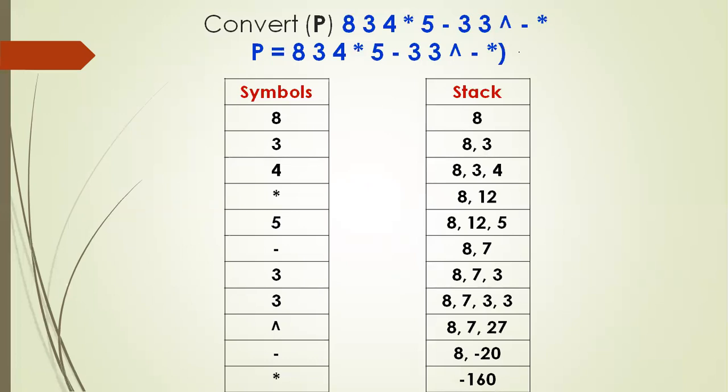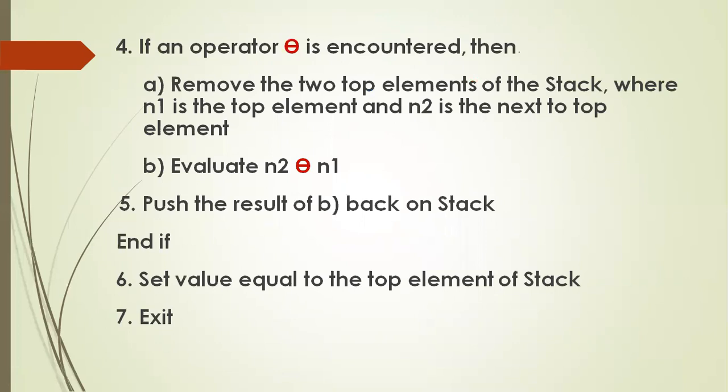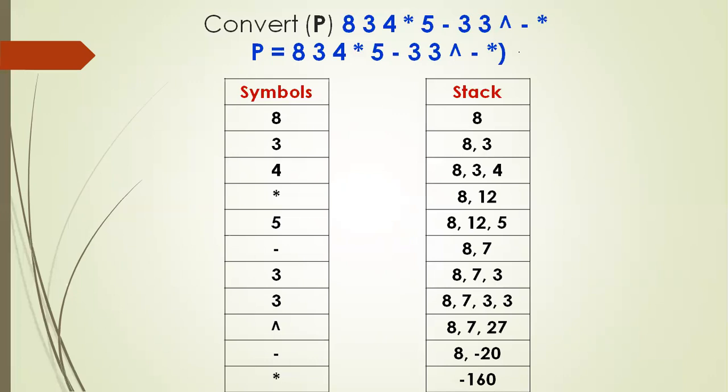How much? 12. What the algorithm says? After evaluating, push the result back onto stack. So now the result, 3 into 4 is 12. That you put once again back onto stack. Now your stack contains how much? 8 and 12. 12 will be on the top. Below this one, 8 is there. Next, continue. The next symbol scanned is what? 5. 5 is operand or operator? It's an operand. Push it onto stack. So your stack becomes 8, 12, followed by 5.